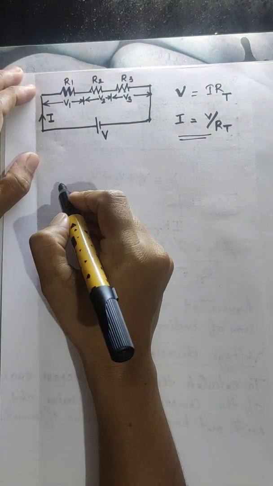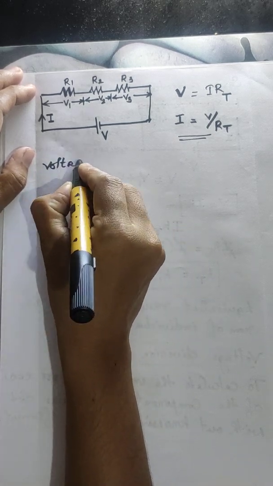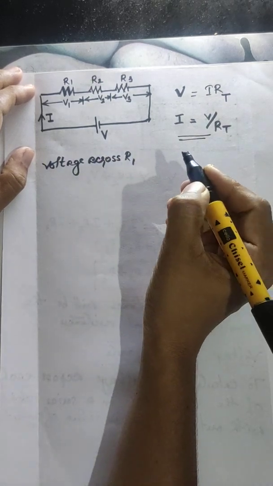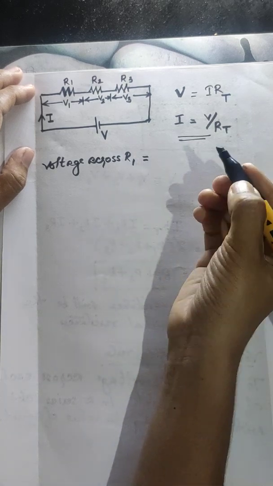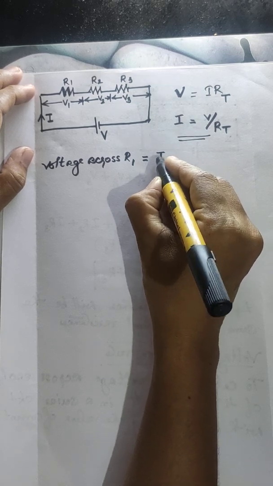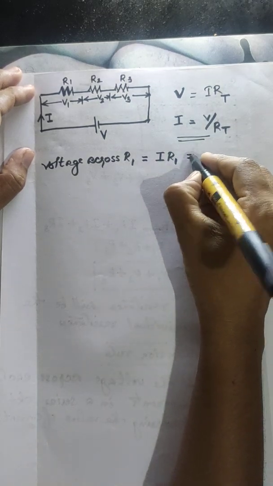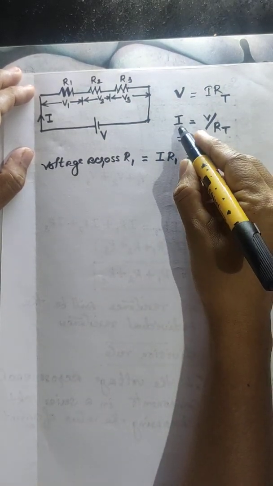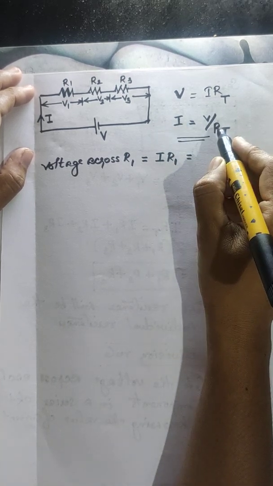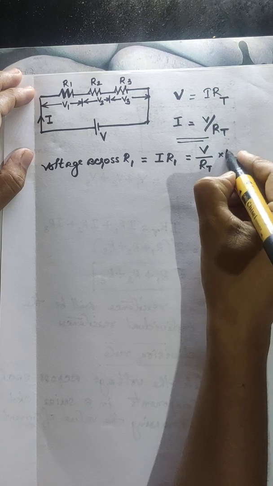Okay, so we have the equation for current in terms of the applied voltage and total resistance. Now let us calculate the voltage across each of the components. First let us calculate voltage across R1. Voltage across R1 will be equal to, V is equal to I into R according to Ohm's law. So current flowing through R1 into resistance, that is R1, which is equal to, substitute the equation for current. So this becomes V divided by RT into R1.